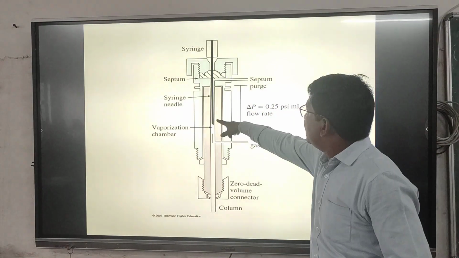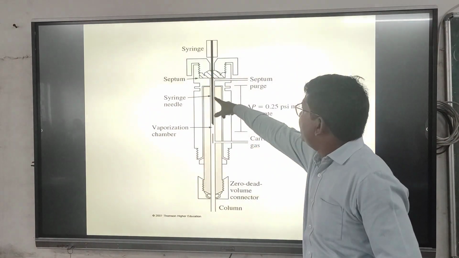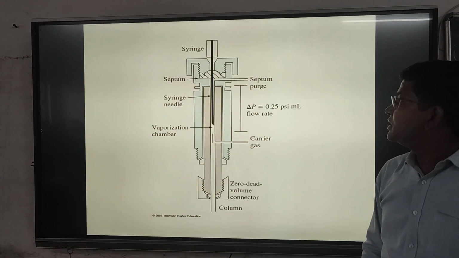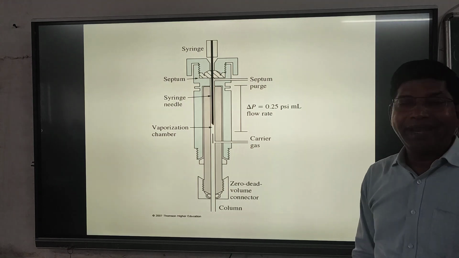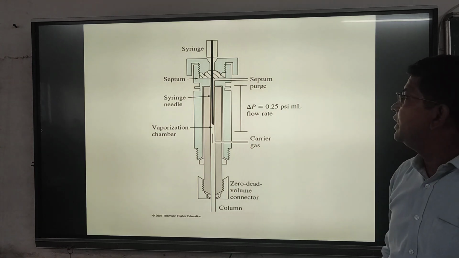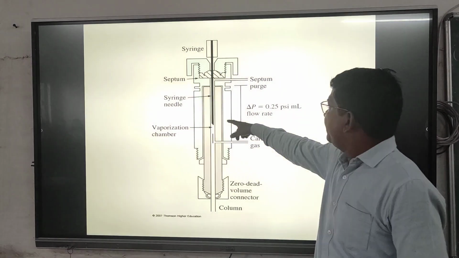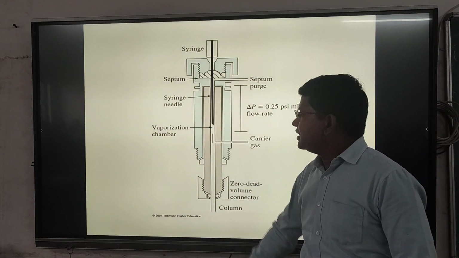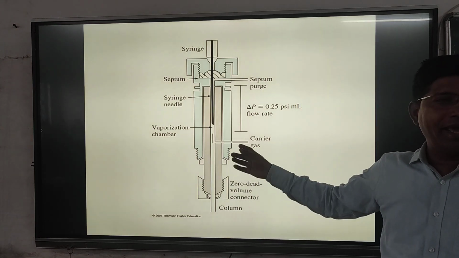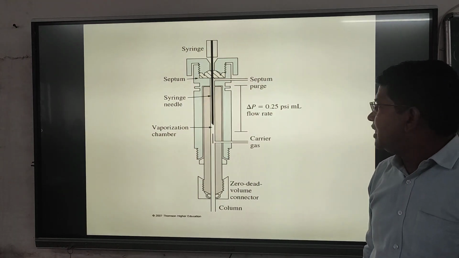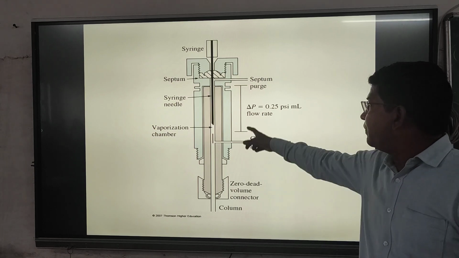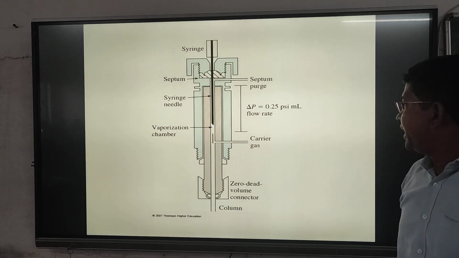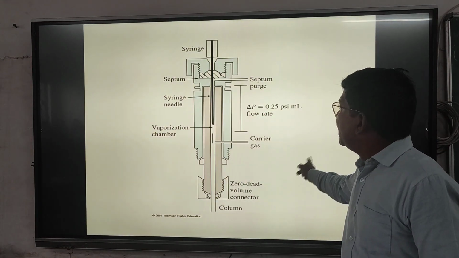This is a block diagram of a sample injector. This is the syringe needle. We have a septum, and that is made up of rubber silicone, which has the property of self-sealing. When we inject our sample, there is a vaporization chamber that has a thermal heating component, and when the liquid sample comes out, it gets vaporized and then goes to the column.